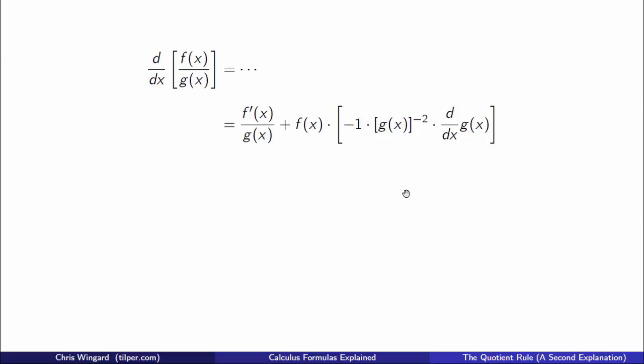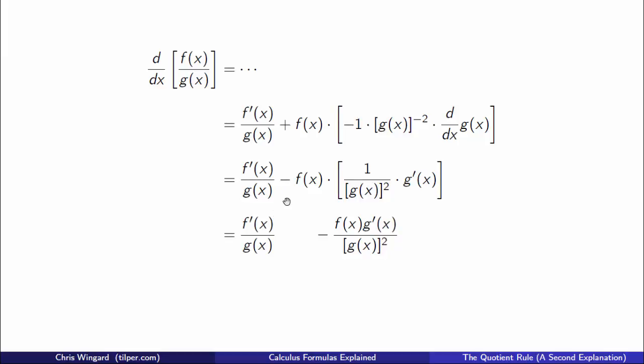Bring that to the next page. Now the derivative of g of x is just g prime of x, so that's where we get this from. And then negative 1 times g of x raised to the negative 2 power. Well, g of x raised to the negative 2 power means we can take that g of x, put it in the denominator, and then raise it to the positive 2 power. And also this negative sign out here, we pulled it out of the square brackets and put it on the f of x over here.